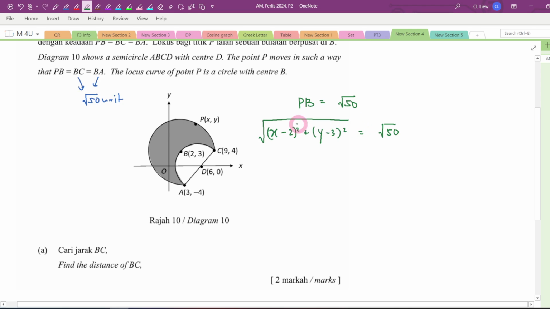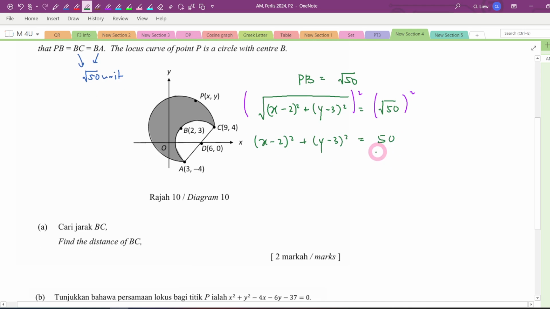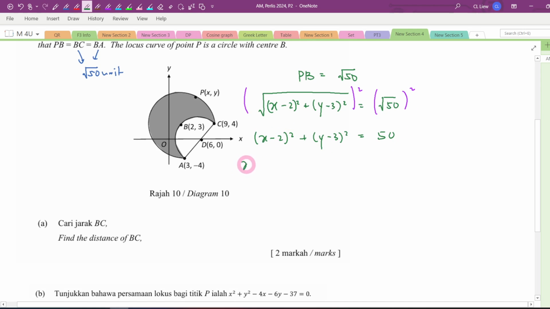Now what do we need to do? We square both sides so that we can get rid of the square root sign, and then we can rearrange all the terms. x minus 2 squared plus y minus 3 squared is equal to 50. Now we can do expansion here. x squared minus 4x plus 4 plus y squared minus 6y plus 9 is equal to 50.